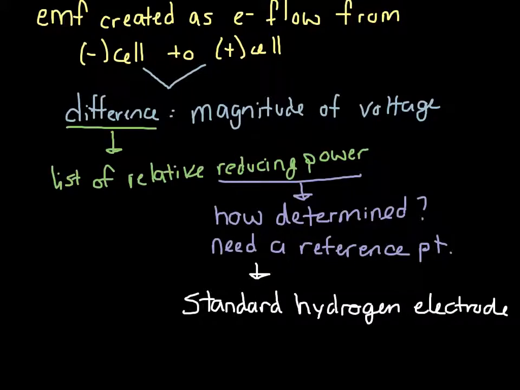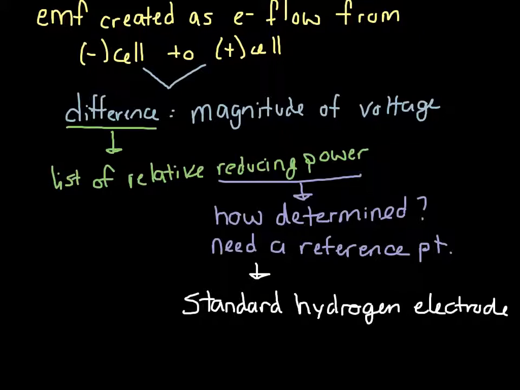So we're looking at our EMF, which is the electromotive force. This is created as electrons flow from the anode, the negative voltaic cell, to the positive cell. So we go from the anode to the cathode. Now the differences in their electrode potential gives you the magnitude of the voltage.